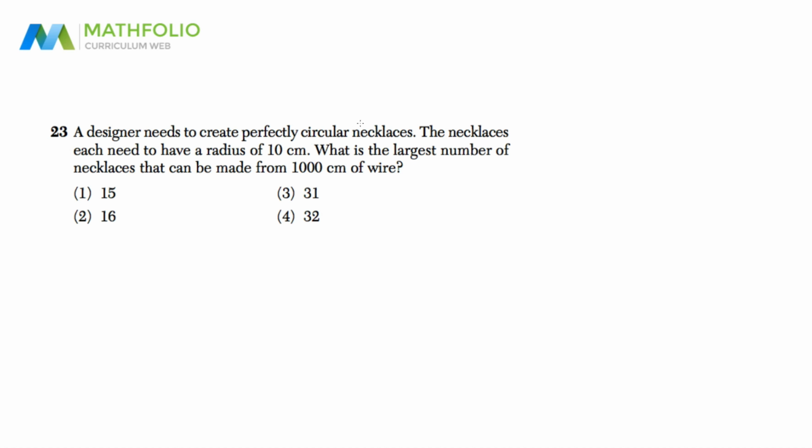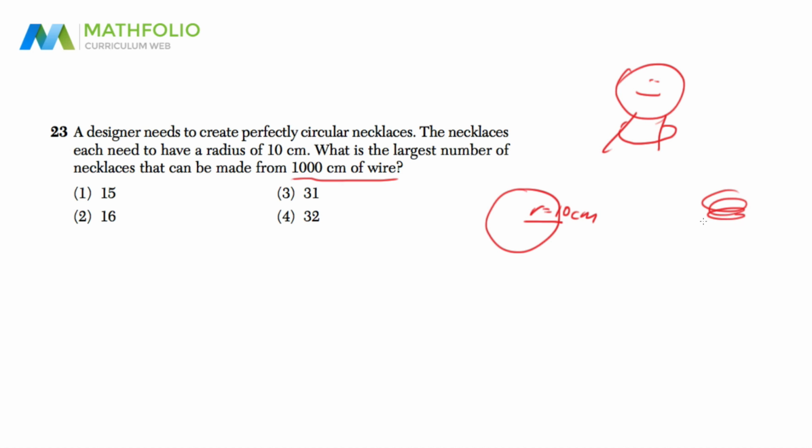Okay, so this question is a designer is creating necklaces. So a necklace goes around the neck, and it says perfectly circular. So this is a circular necklace, and we're told the radius is 10 centimeters. It says what's the largest number of necklaces that can be made from 1,000 centimeters of wire. So here's all the wire.